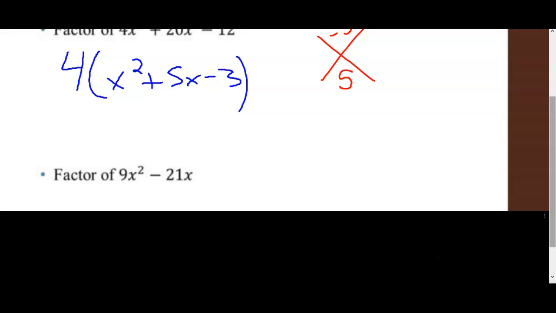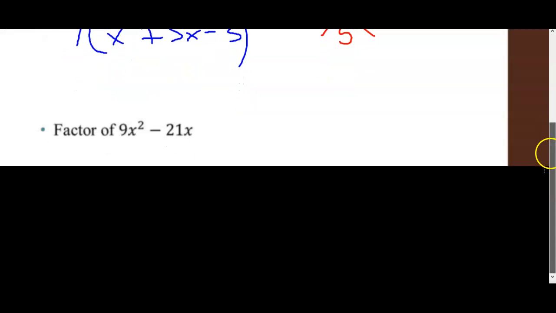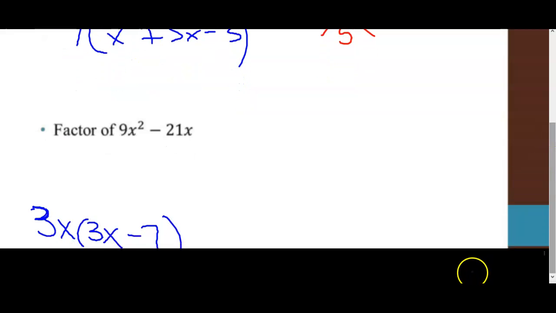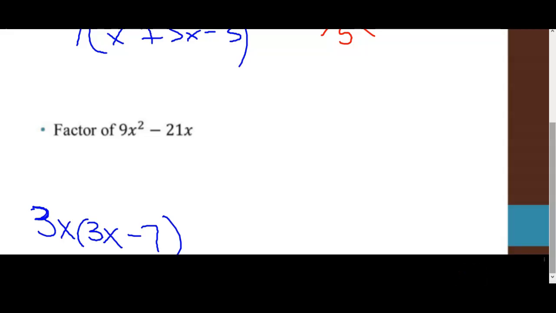In number 2, we have 9x squared minus 21x. This is a binomial, meaning that there are only 2 terms. So once again, we are looking for a difference of squares or a GCF. In this case, it is a GCF. My GCF is 3x. So I take out a factor of 3x, leaving behind 3x minus 7. Those are considered factored expressions.